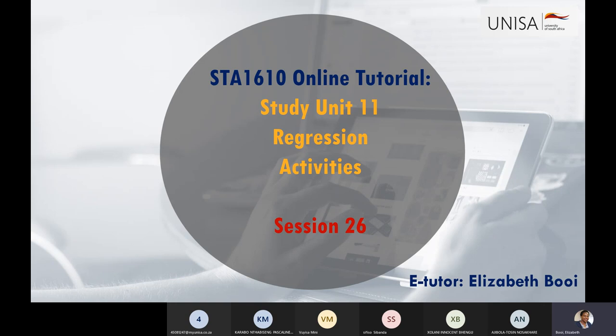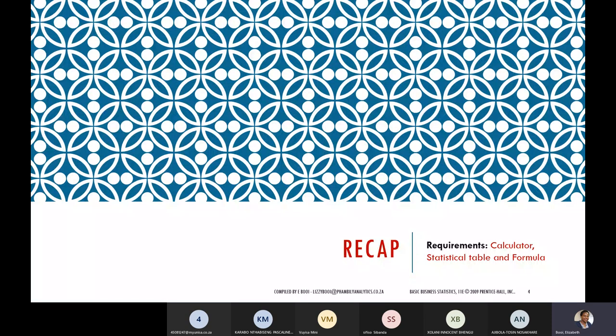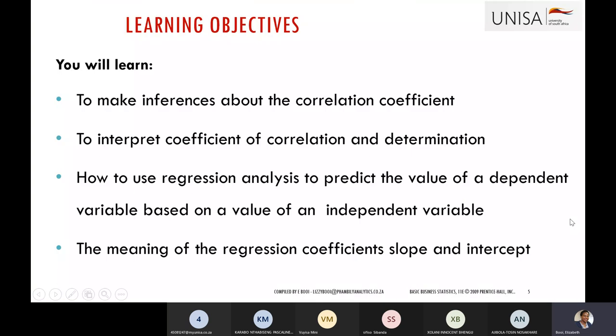Okay, so let's recap on what we did the previous time we were together on Wednesday. We looked at how to make inferences in terms of the coefficient of correlation, the coefficient of determination, and the regression line. We also learned how to calculate all of those and how to interpret them.